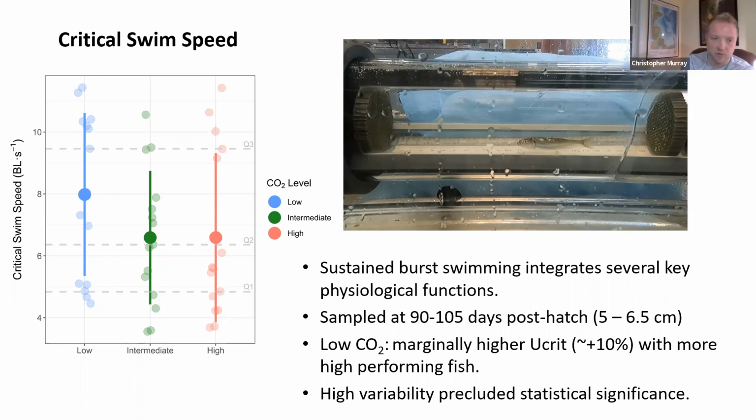And I measured 15 individuals from each one of the CO2 groups. On average, the fish from the control group had about a 10% higher critical swim speed versus those from intermediate and high CO2. However, the variances were huge. And this essentially rendered any statistical significance to the data set a moot point.